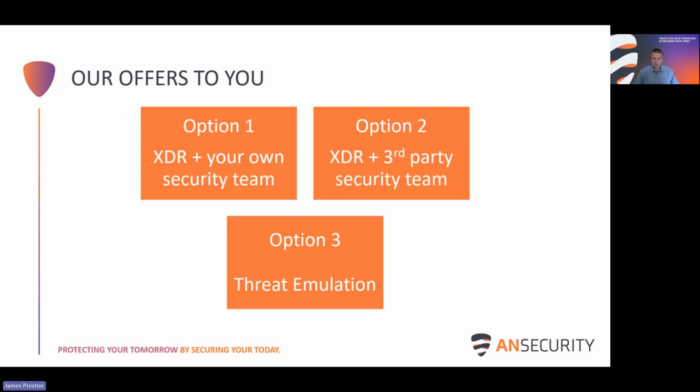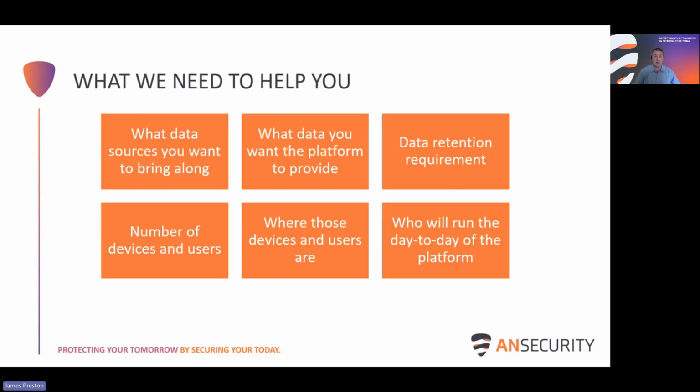Now, to deliver on those first 2 options, we need a bit of information. First, of course, we need to understand what data sources you're going to bring along. Starting out with those 4 main domains of cybersecurity: your devices, your endpoints, your identity services, your cloud and security services, and your network services to start out with. If you want to discuss the broader elements of your cybersecurity program with us, even better. It allows us to find a platform which integrates effectively with what you have already. And then equally so, what data you would like the platform to provide itself.